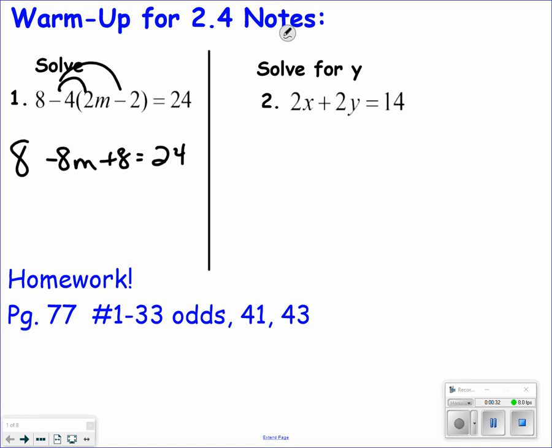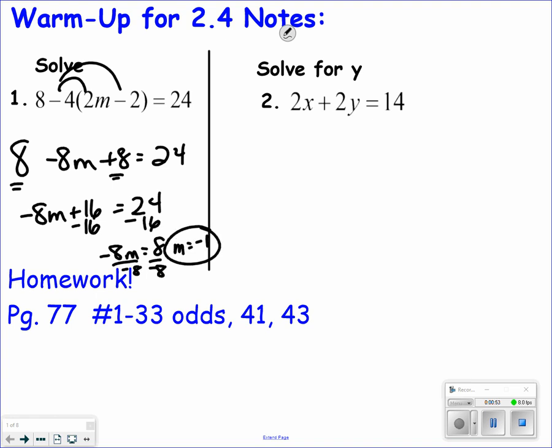Always combine like terms on the same side of an equation. So notice I have an 8 on this side with a plus 8 on the same side. So I'm going to go ahead and add those together. And now it just becomes a multi-step equation. I'm going to subtract 16 using inverse operations. Divide by negative 8. And m would equal negative 1.